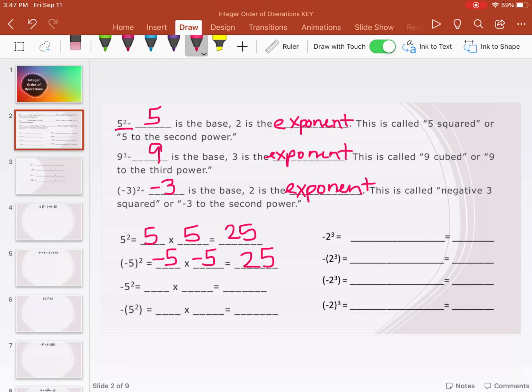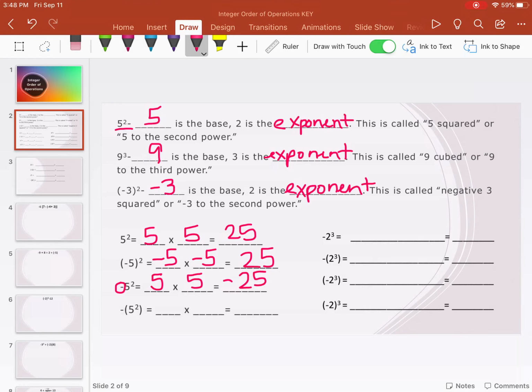Now the next one. Here again is where it starts to get a little tricky for us. So here the exponent is only kissing or touching the 5. It's not touching that negative. That really is almost like the opposite of 5 to the second power. So our base really is 5. So we're going to do 5 times 5, which is 25, but it's the opposite of that. So it is negative 25 for our answer.